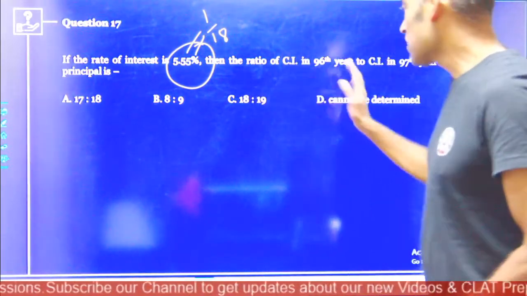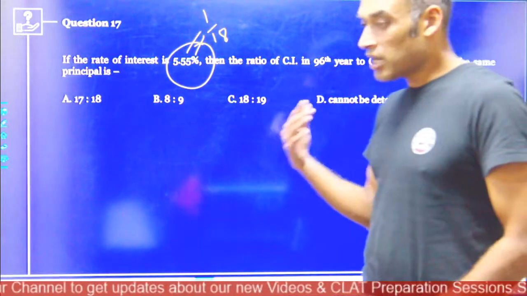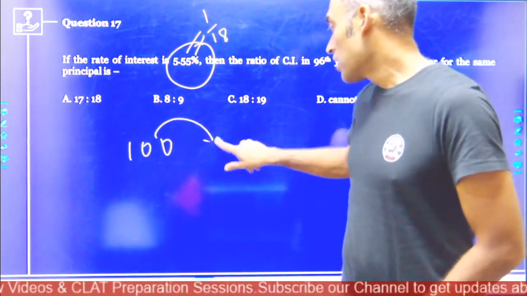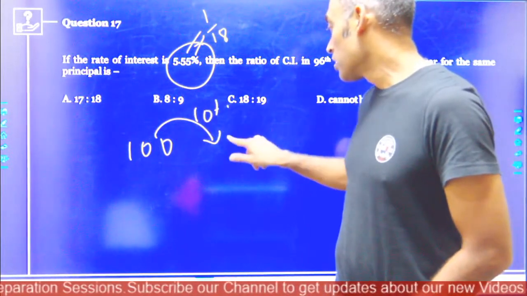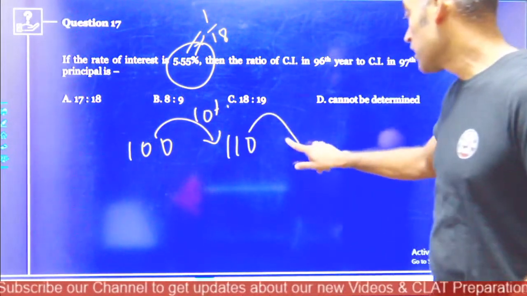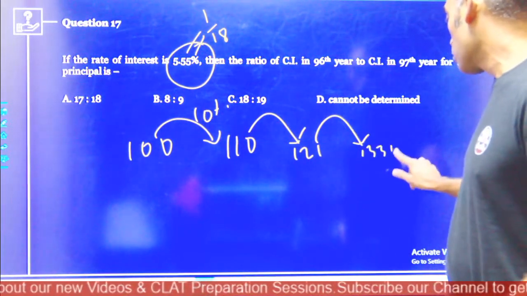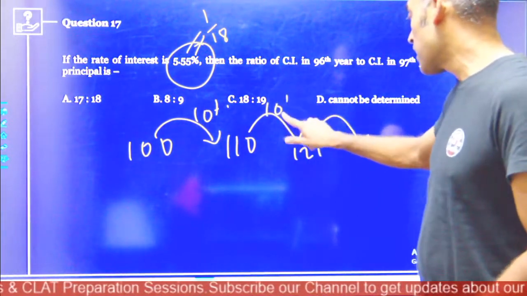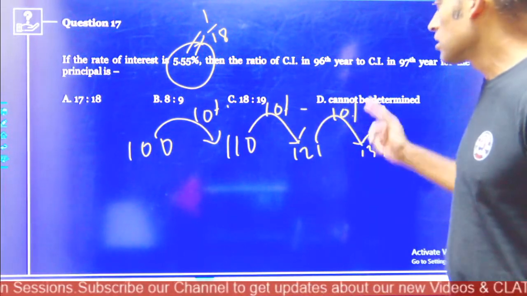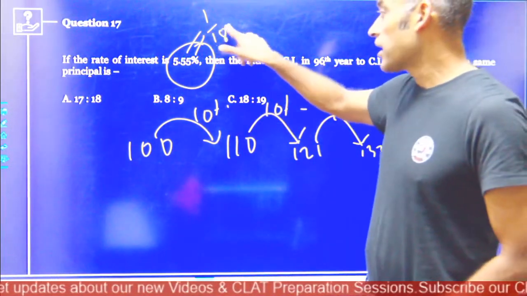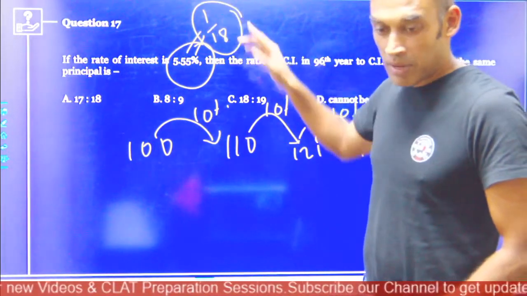So now what's happening in CI is, CI every year, now let's say you put 100 rupees in compound interest and it grows at 10%. So this year it will become 110, then it will become 121, then it will become 133.1. So every year it increases by that 10%, 10%. Right? So similarly from 96 to 97, it will increase by this percent, 1 by 18%.